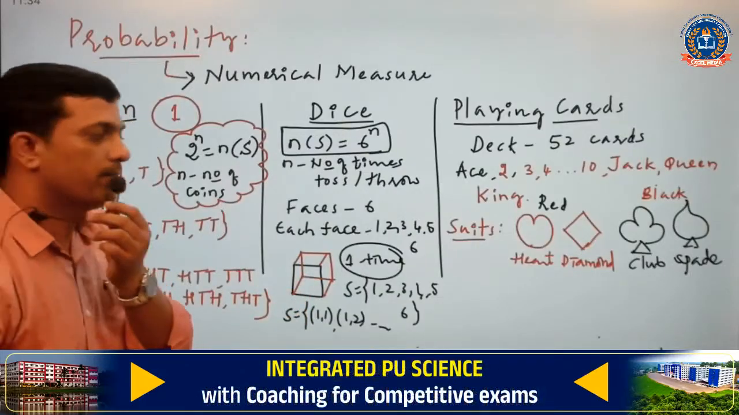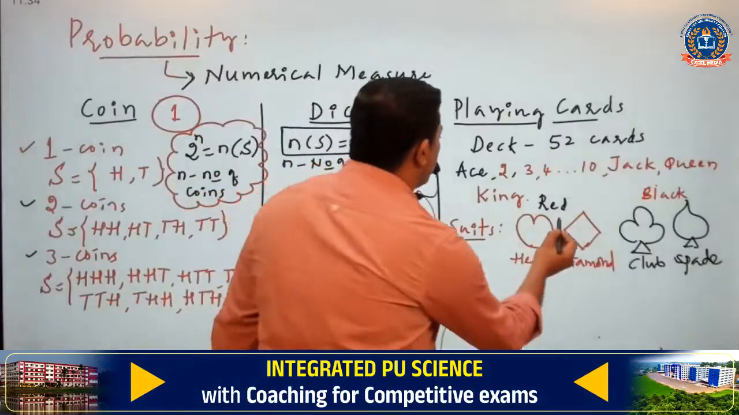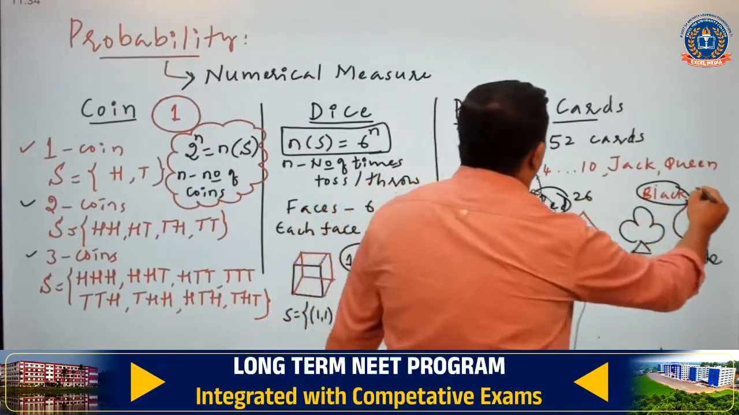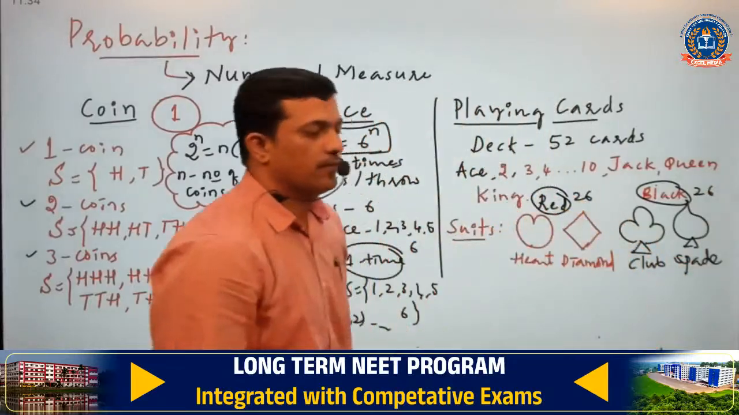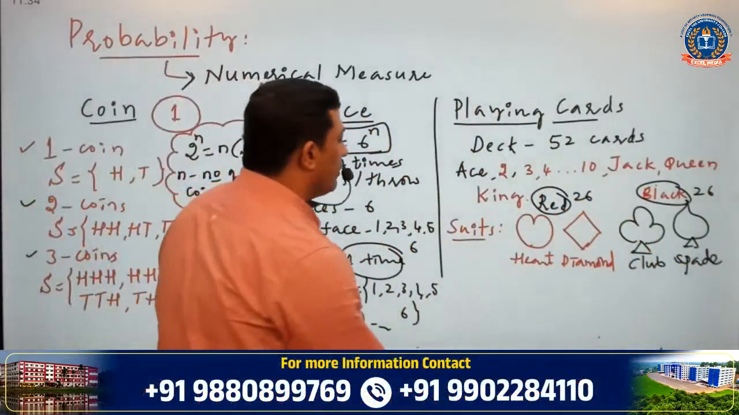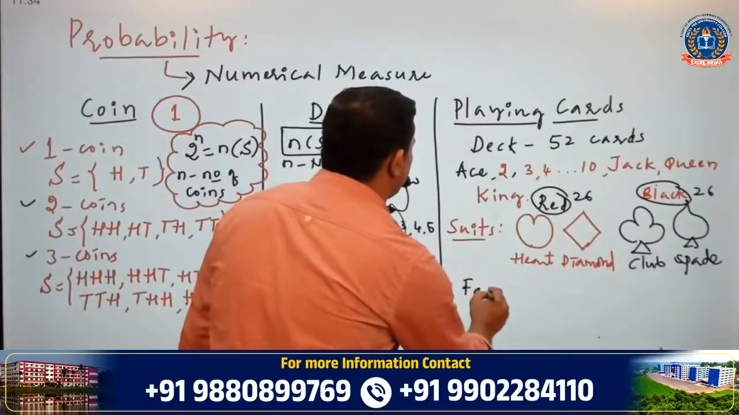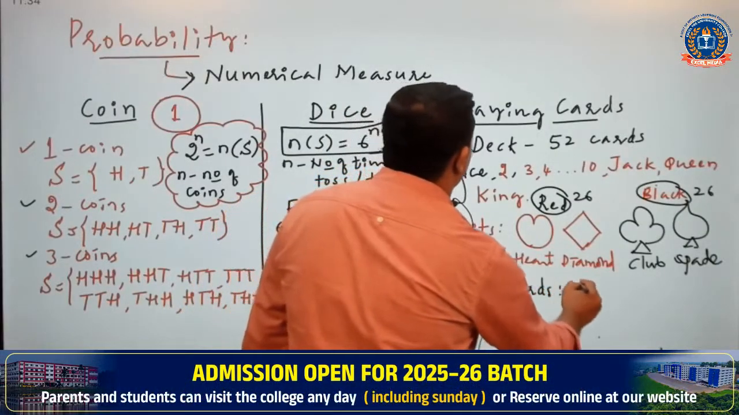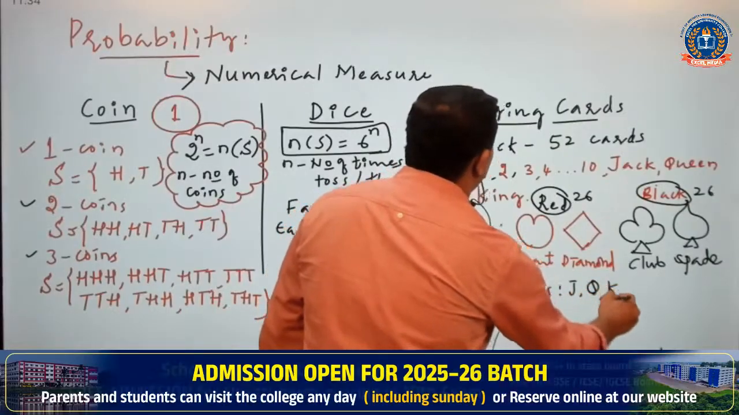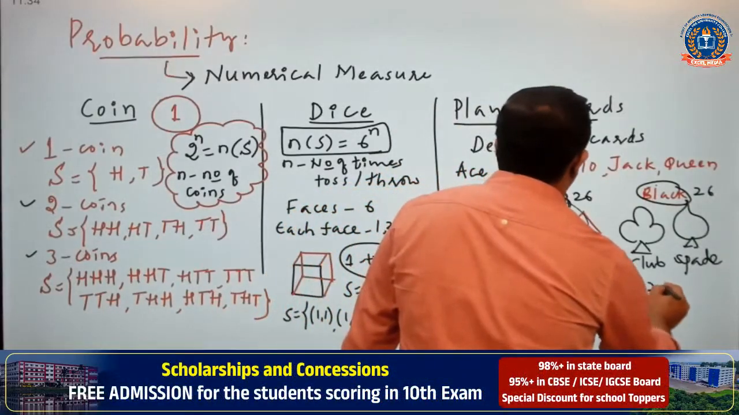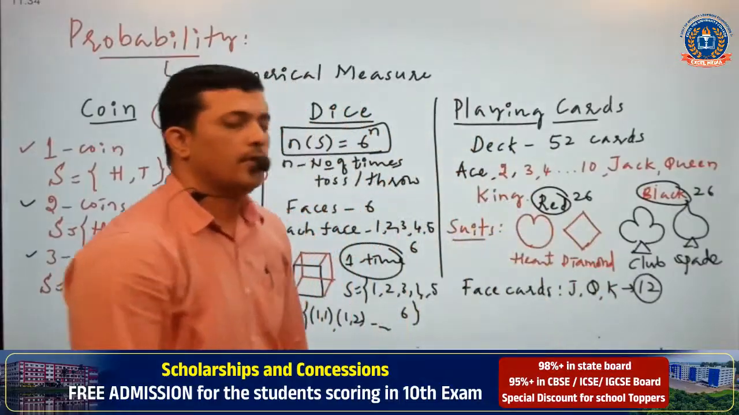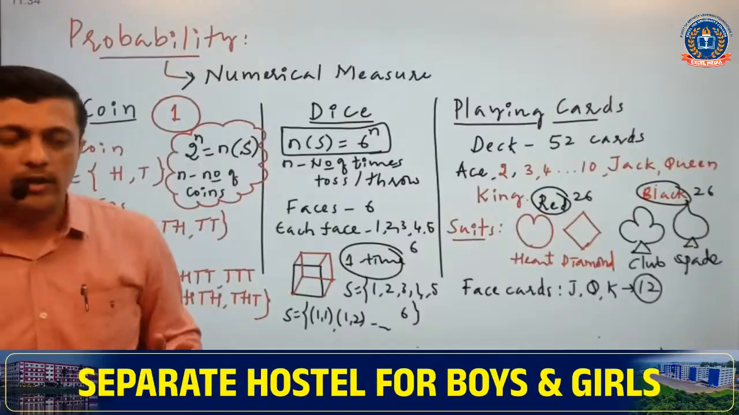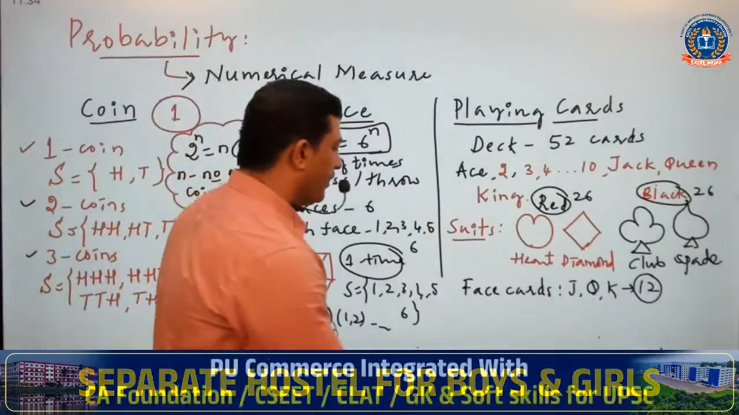And the next one, red color cards and black color cards. Red color cards are 26 and black color cards are 26. That's the second point. And the next one is face cards. The face cards are a jack, queen and the king. It's a total of 12. 4 suits, 3 cards each, so 4 into 3, the total is 12 cards.